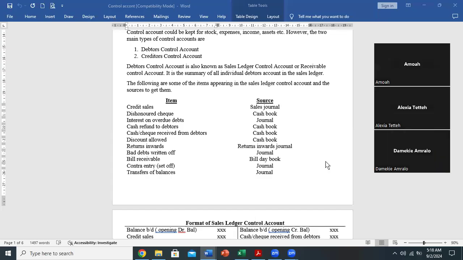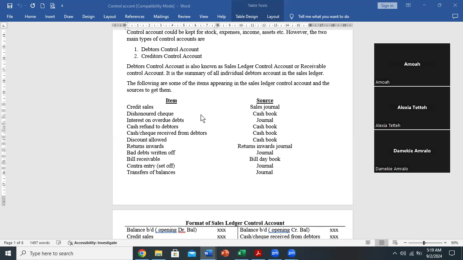Okay, so the greater work here is to be able to identify the items that affect. Emphasis is on the word affect. If the item affects the debtor's balance, then it is worthy to be put in the debtor's control account. The effect we are looking at here is either it is increasing the balance or decreasing the balance. As we go through these items, you should be able to determine whether a particular transaction increases or decreases the debtor's balance.